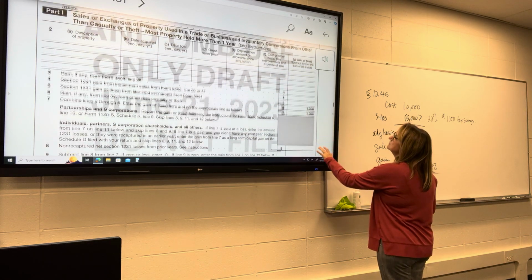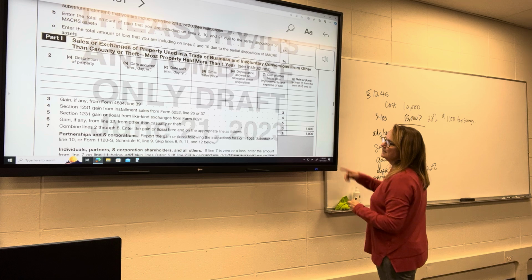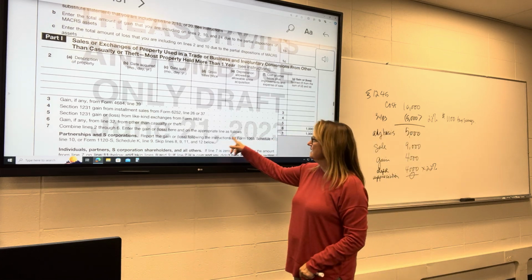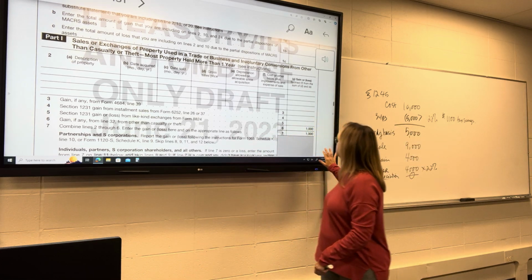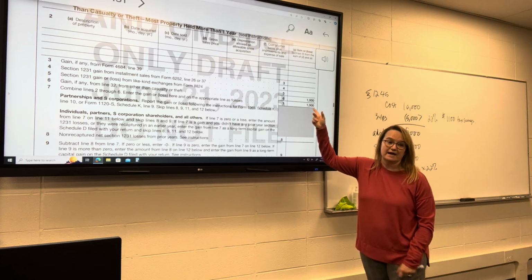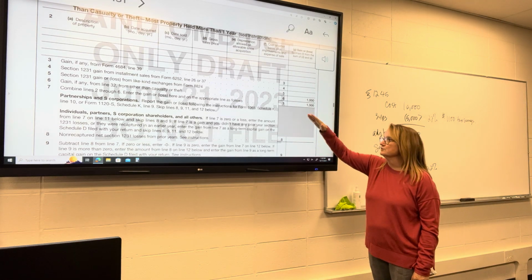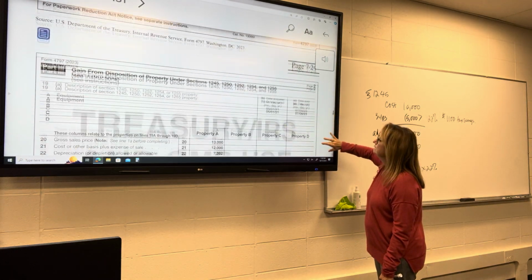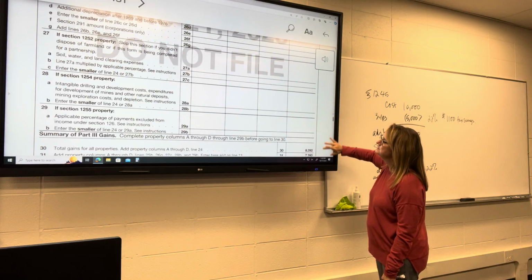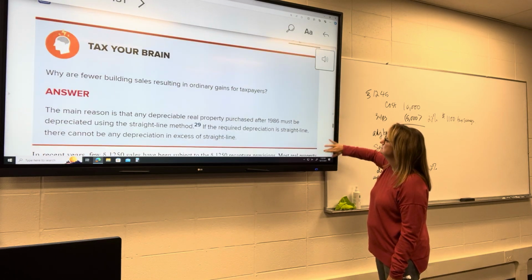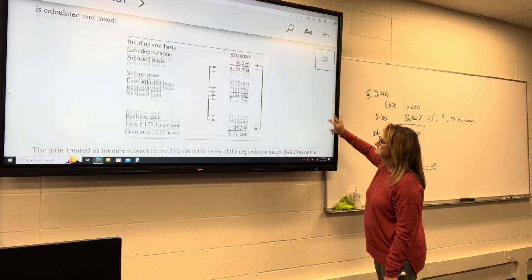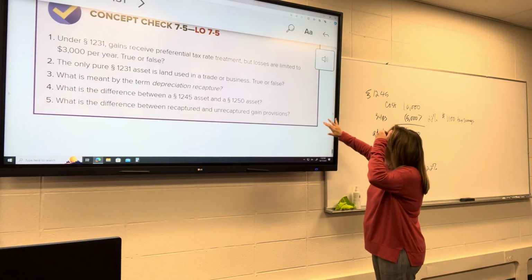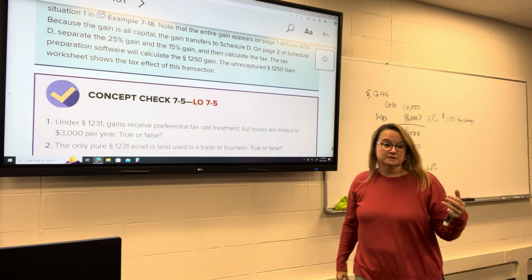This actually gets thrown, they don't say it here, but this gets put on the Schedule D because this is at a capital gains tax rate. This is going to transfer over to the Schedule D. Let's see, did they give us that, Schedule D? No, they didn't. Let me see if I can pull up a Schedule D and show you where that would go.